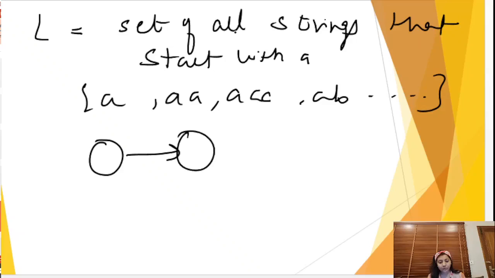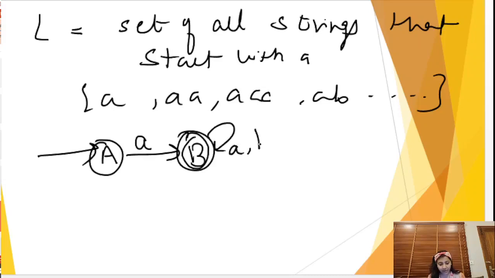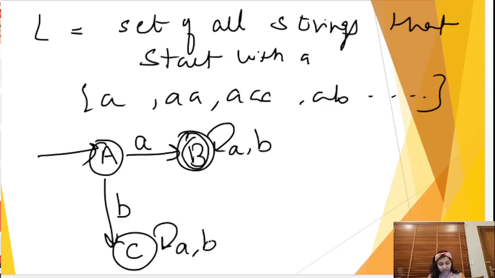So to draw the finite automata for this language L, let's say this is my start state. We call it A. Whenever it receives a single a, it makes a transition to state B. This state B is my final state. For any number of a's, it remains in B only. And if it receives a b, it goes to another state C, and it remains there for any number of a and b.